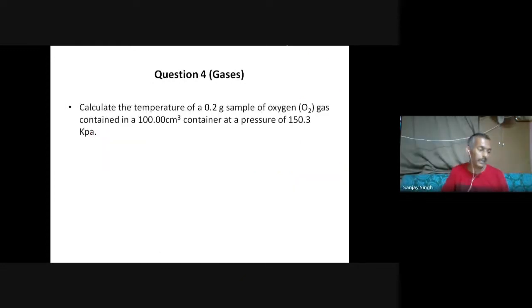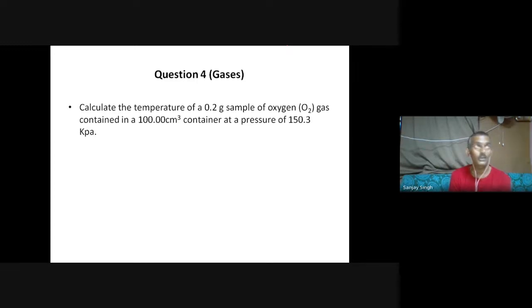Okay, then we look at one of the questions on gases. This is a calculation on gases. Calculate the temperature for a 0.2 gram sample of oxygen O2 gas in a 100 cm cube container at a given pressure of 150.3 kilopascals. This question is based on gas laws, and you have to use the concept of the gas law to solve it.